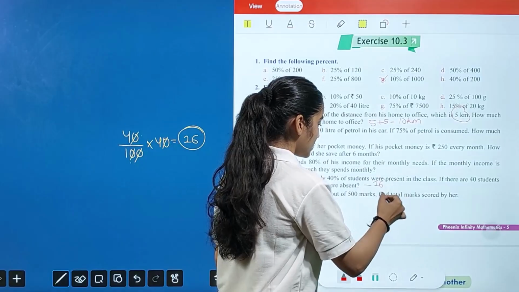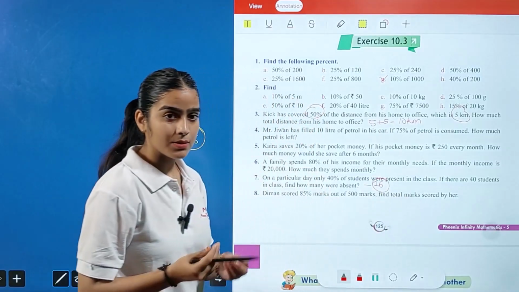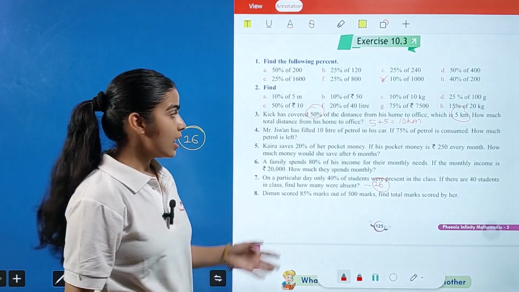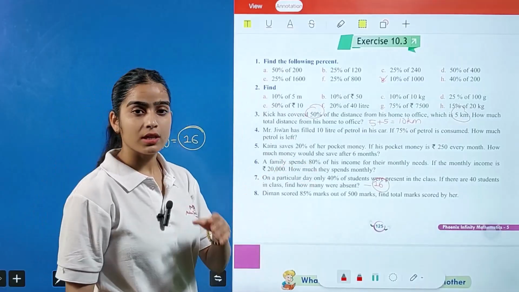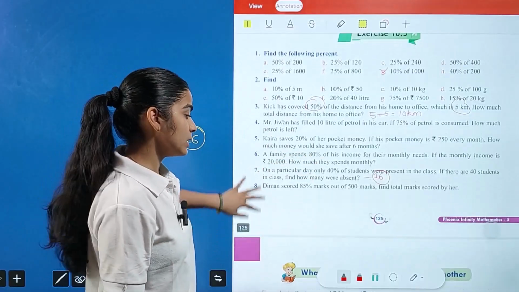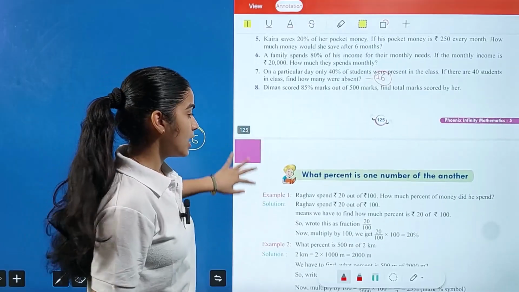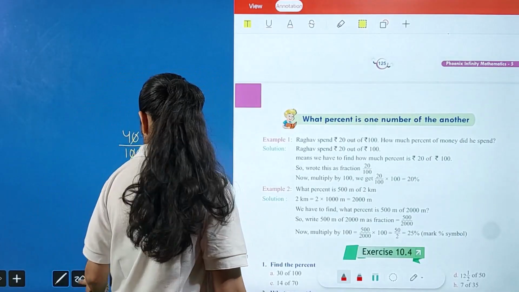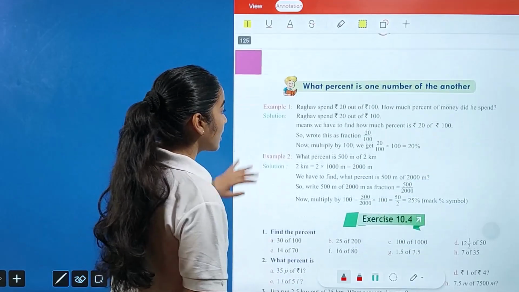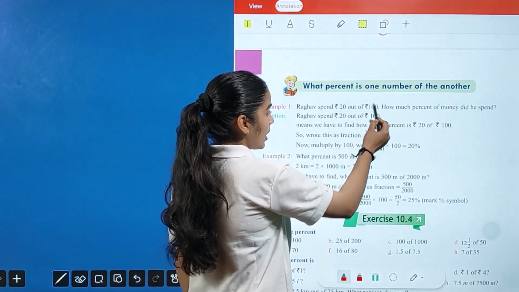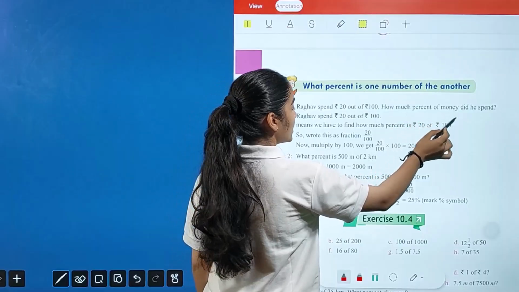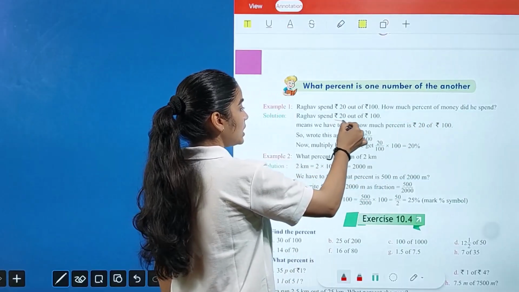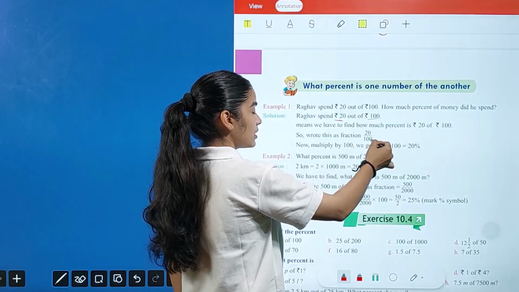So students, this is very easy for you. Now you can get my point. I hope so. And you can solve the rest of the questions similarly as I do by following the above section concept. Now, what percent is one number of another? So let's understand it. Raghav spent 20 out of 100. How much percent of money did he spend? So 20 out of 100. We write it like this.